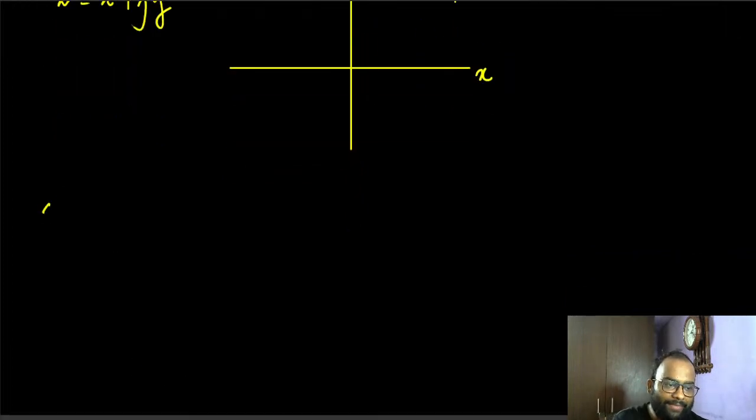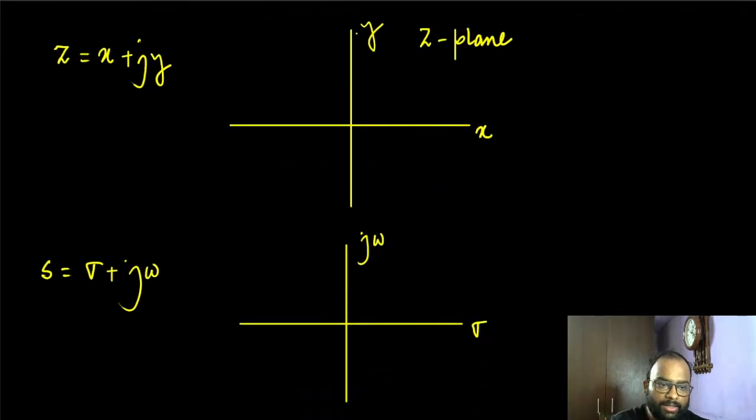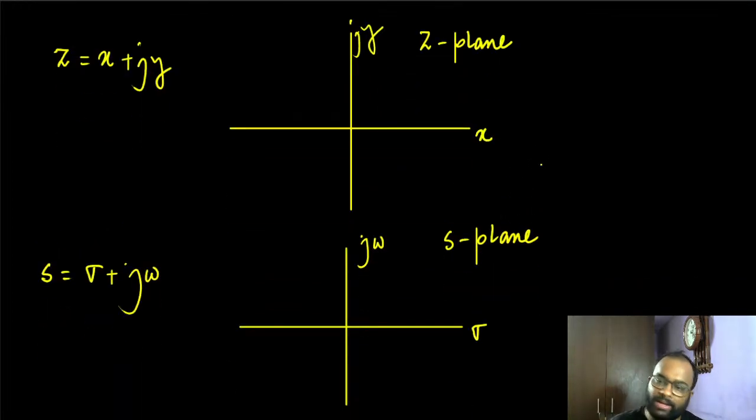Just like that, we have S, which is equal to sigma plus j omega, and we can construct a plane on that. Here sigma will be the abscissa, and the omega axis, let's say jy, will be the ordinate. That is going to be considered the S plane. This is very similar to the complex plane that we are all familiar with. There are so many things to discuss about the S plane, and we are going to get to know those things in the future. But for today, try to understand the idea of complex frequency.